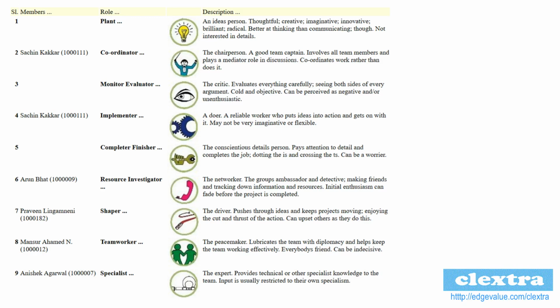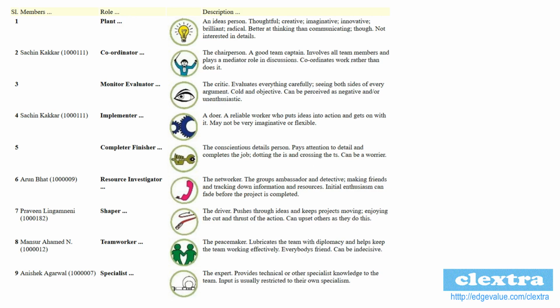The next role, 5, is a completer or finisher. The person who's a details person, pays attention to detail and completes the job, dotting the T's. So you need this kind of person to do the documentation and build the training material. Many quality control and statistical process control people are from this, and need to have these kinds of characteristics. So a completer finisher is important to any project.